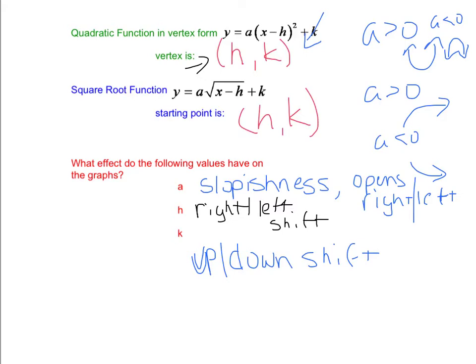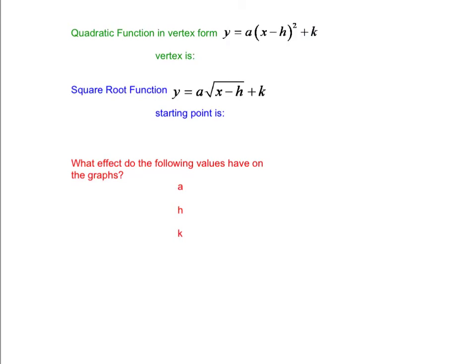Okay, so let's look at what we know about things in vertex form and see how that translates to the square root function. Let's look at what we know about the quadratic function, because again, this is still related to the square root function with the a and the h and the k. Remember that the vertex on this is h, k. The vertex is really the starting point for the parabola.